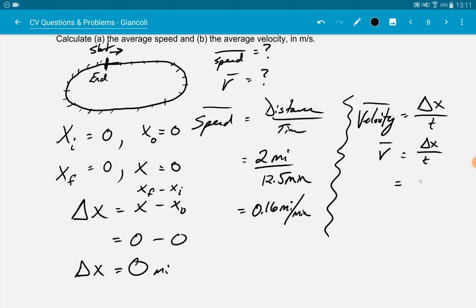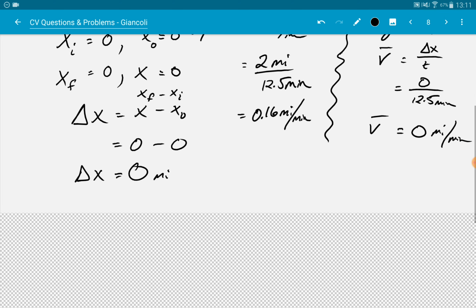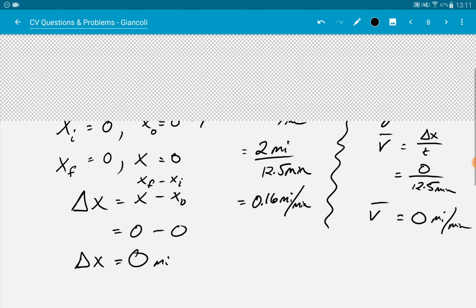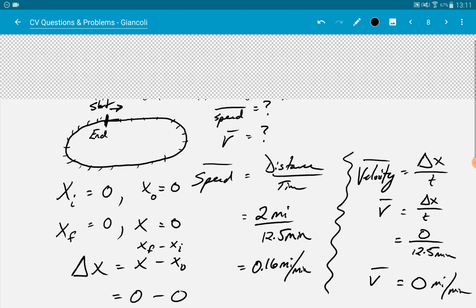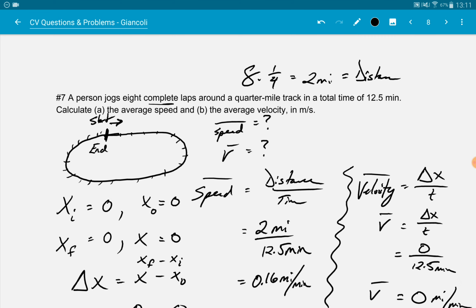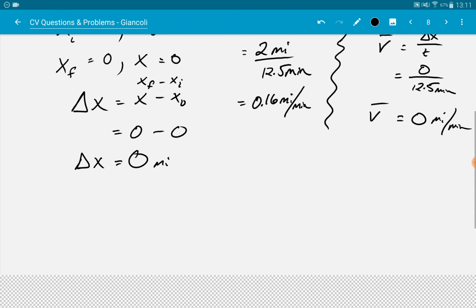We're in miles here. So that means that this is 0 over 12.5 minutes, and guess what? 0 divided by anything is just... No, it's not undefined. It is 0. And so it's 0 miles per minute. And this is average velocity. Now, the question is, can we convert that from miles per minute to meters per second? That's somewhat of a trivial task. We can go and do that.